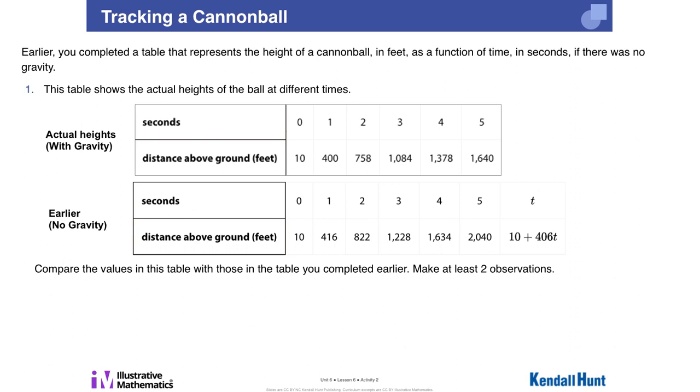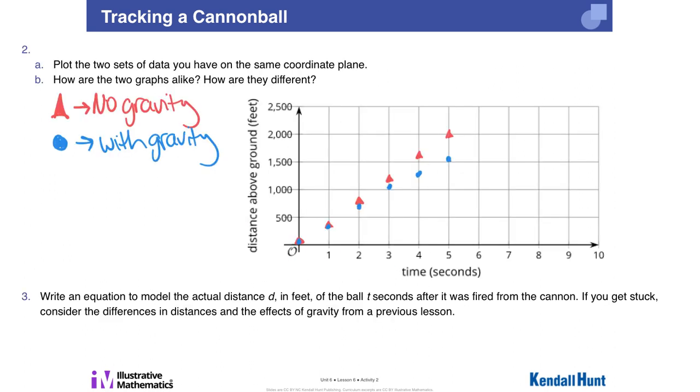Now we have a table showing that same cannonball, but actual heights with the effects of gravity included. So we start out at 10 feet above ground level, and then you can see how the height is different than what we calculated earlier without gravity. Once you graph them, you can see that without gravity, the cannonball is going to go higher. With gravity, it starts to level off. We see this curve happening here.